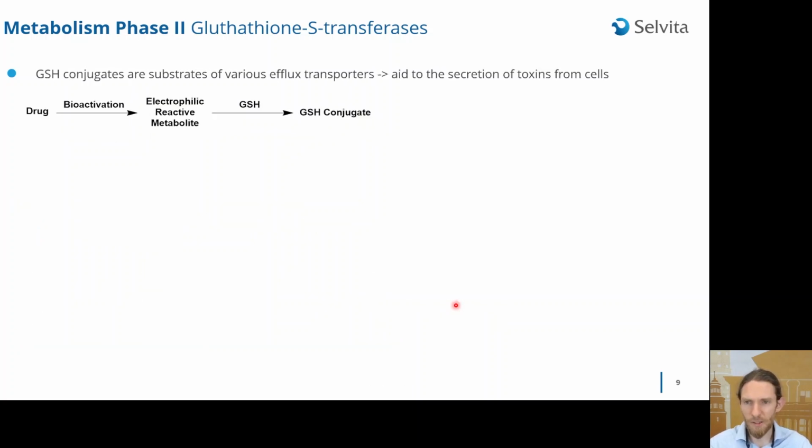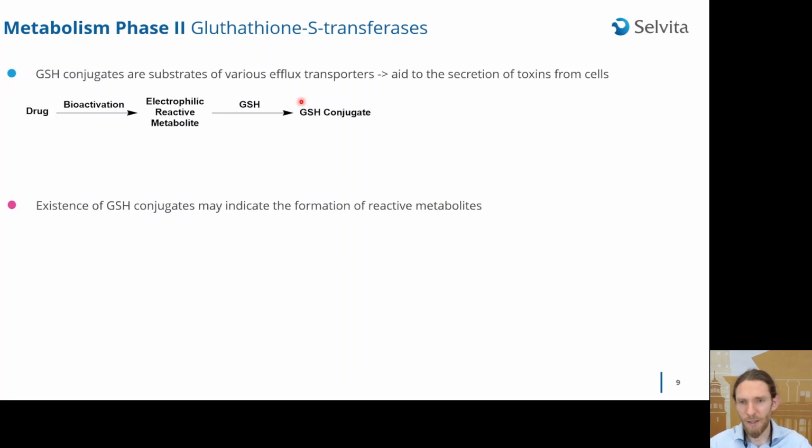Why does this happen? Because GSH conjugates are substrates for various efflux transporters. So our cells are designed to recognize these GSH conjugates and readily excrete them outside of the cytosol. This aids in the secretion of toxins from cells.